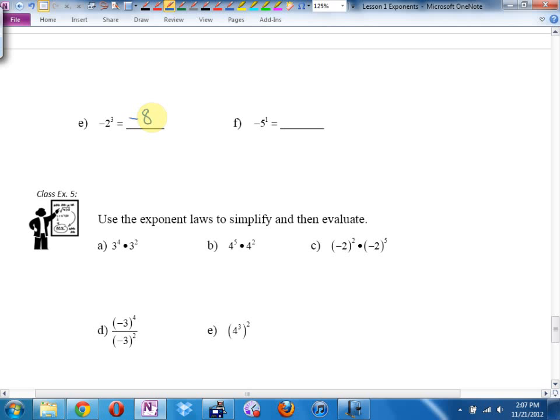What would negative 5 to the 1 be? In fact, what's anything to the 1 power? Just itself. There is a rule for that. We're not going to write it down. I think you guys have kind of picked up on that, right?